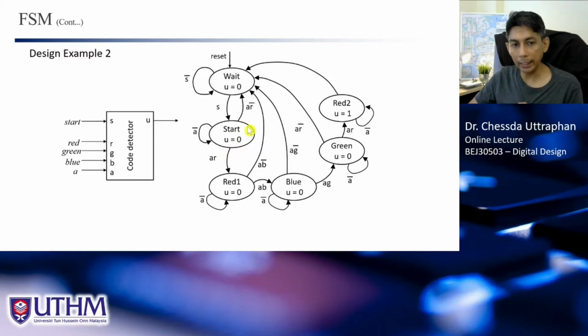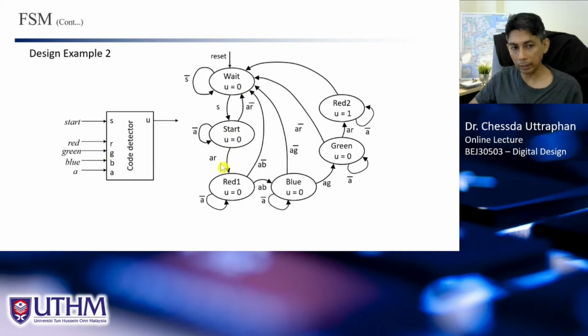But you press other than R, means that not R. Maybe you press green, maybe you press blue. So R should be equal to 0 in this case, or R not. If A equal to 1, it means that you press something, but it is not red. So R not. So you need to go back to wait state. It means that the sequence is wrong already because you press other than the red button.